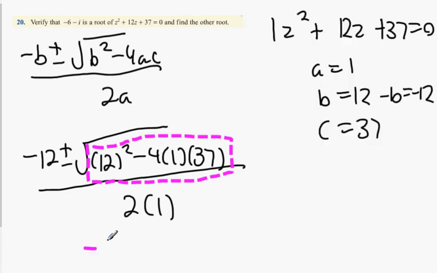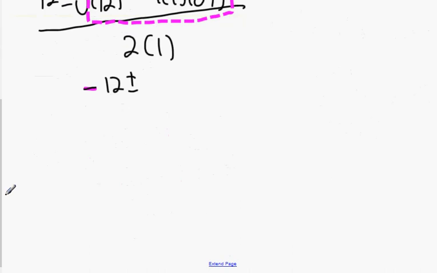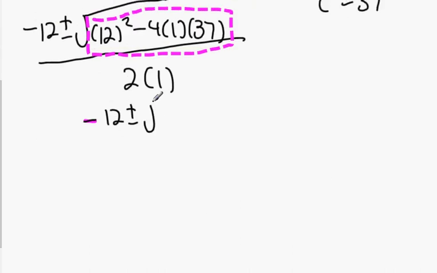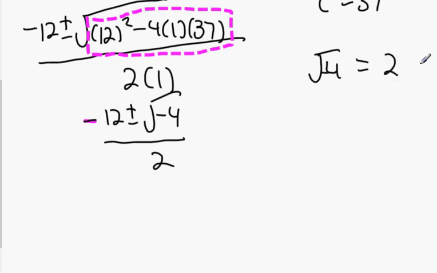So it's going to be minus 12 plus or minus the square root of minus 4, all over 2. Now the key thing to remember is, what would you do if it was plus 4? Root 4 is 2. But because it's minus 4, it's 2i. That's the difference. So what we get next is minus 12 plus 2i, minus 12 minus 2i, all over 2.